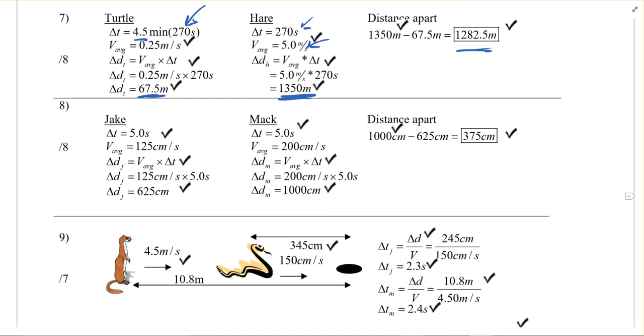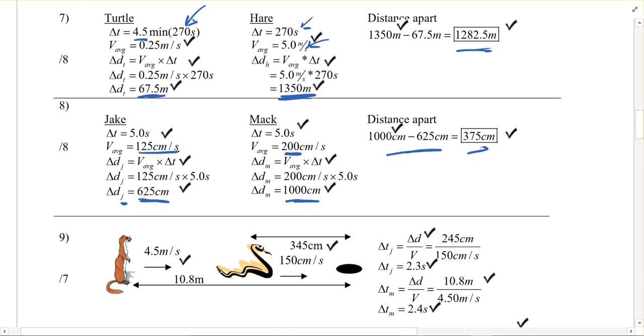So let's go back. For Jake, the time is the same as for Mac. The velocity is the only difference, right? So we have to figure out the distance for Jake. I used just a lowercase j for Jake. If you rearrange that formula, you get 625. For Mac, with the 200 centimeters per second, you get 1,000 centimeters. And then again, all you need to do is subtract them to find the difference.